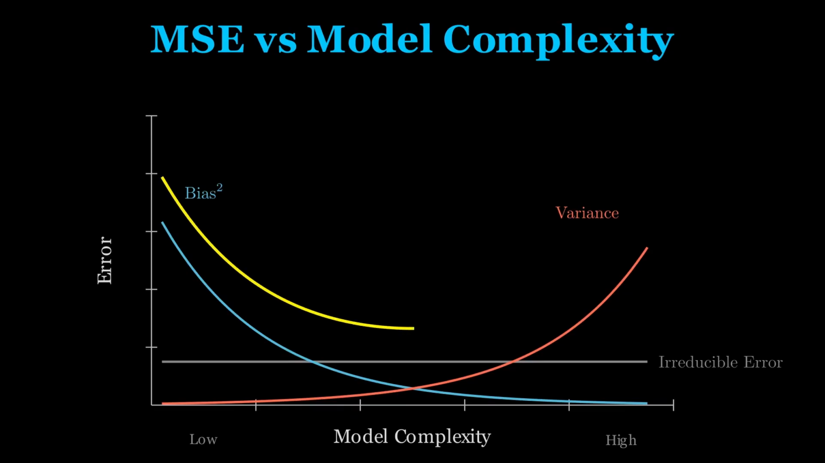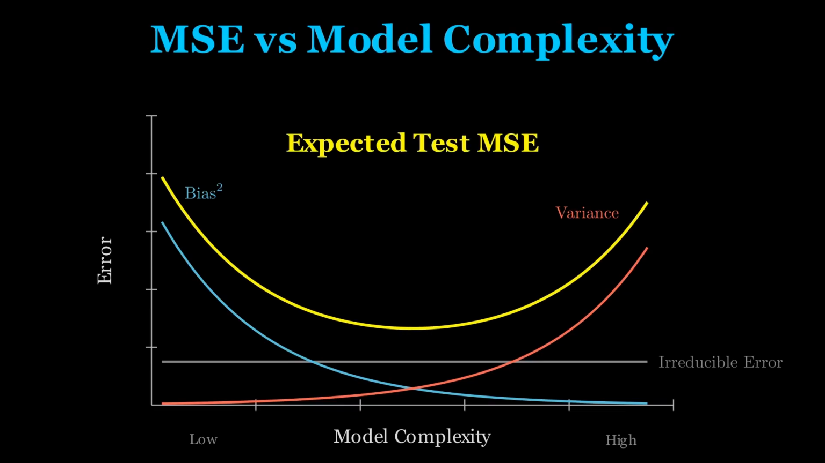Finally, the expected test MSE is the sum of bias squared, variance, and irreducible error. Notice it exhibits a U-shaped curve. The minimum point of this U-shaped curve indicates the optimal model complexity, where the sum of bias and variance is minimized. This is the essence of the bias-variance trade-off. Our goal is to find the model complexity that minimizes the total error, balancing between underfitting and overfitting.